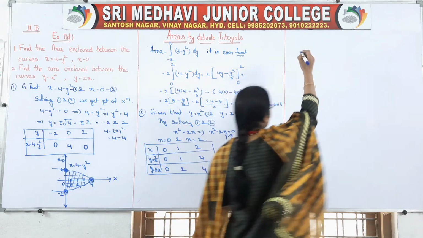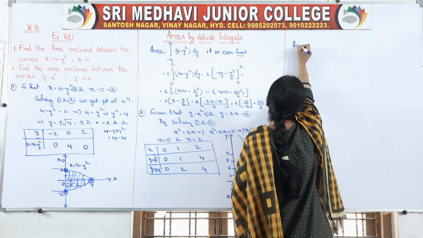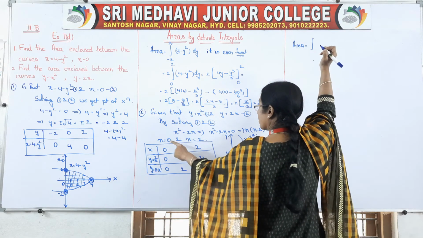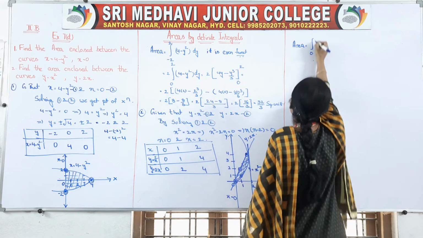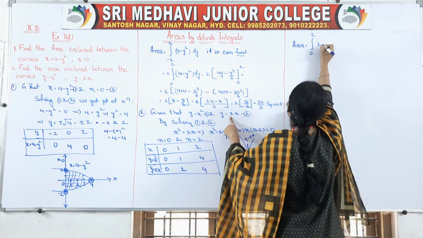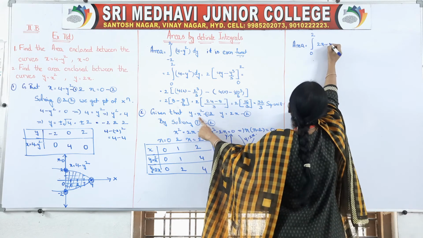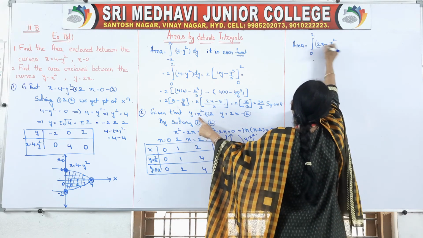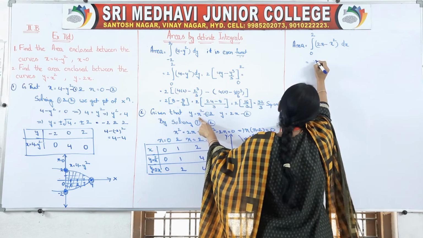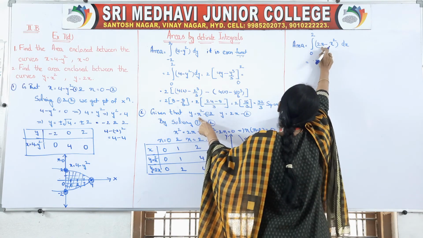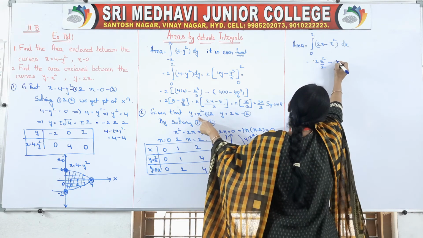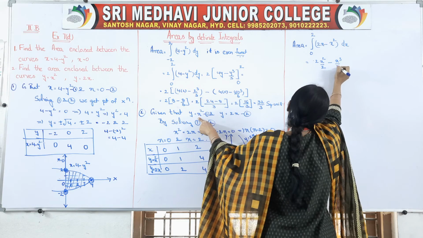Okay, so therefore area is equal to, how will we take the integral, x values are from 0 to 2, right? 0 to 2. First the line equation, 2x minus the curve equation x square into dx. It is with respect to x. So 2 into integral x is x square by 2. Integral x square is x cube by 3.